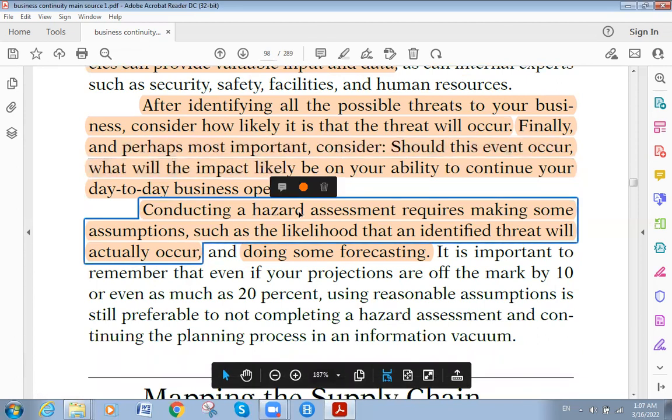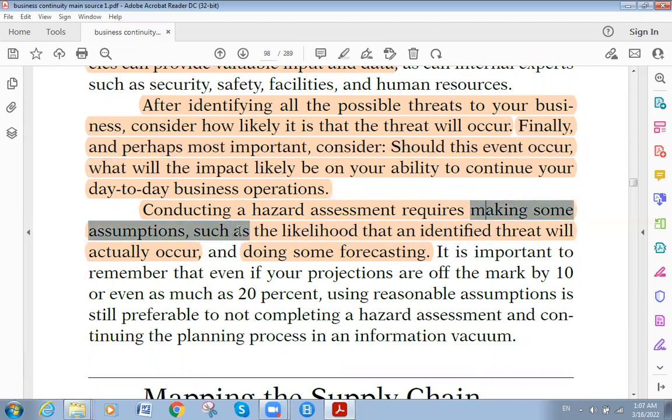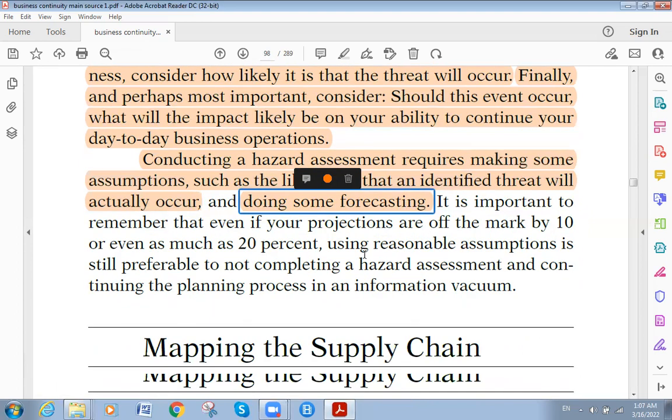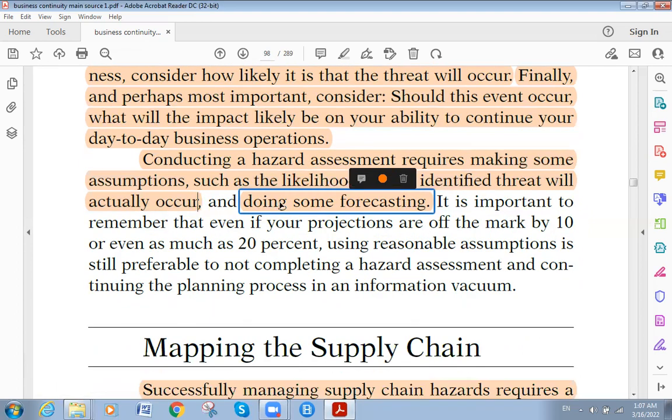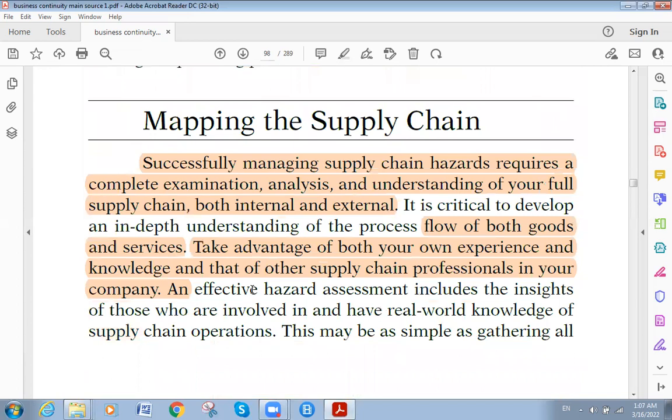Conducting a hazards assessment requires making some assumptions, such as the likelihood that an identified threat will actually occur, and doing some forecasting as well, because that means that you have to do some forecasting.